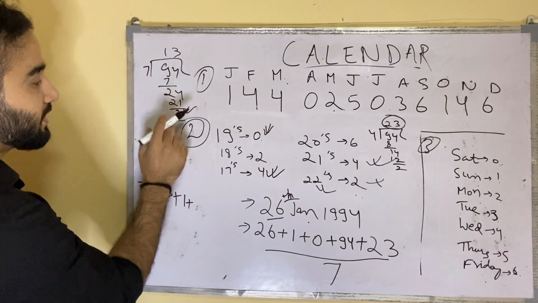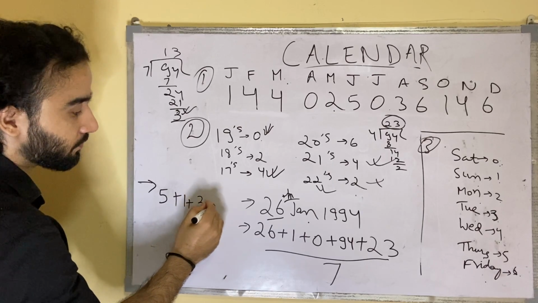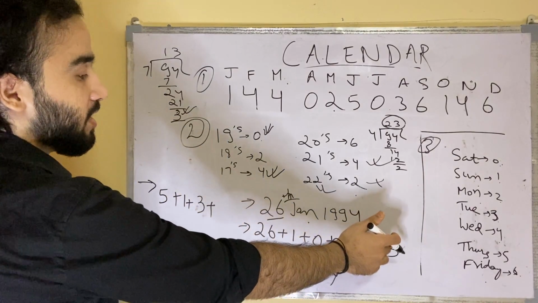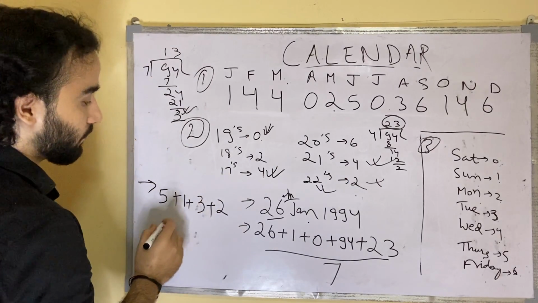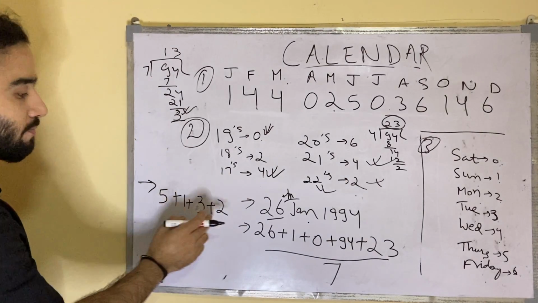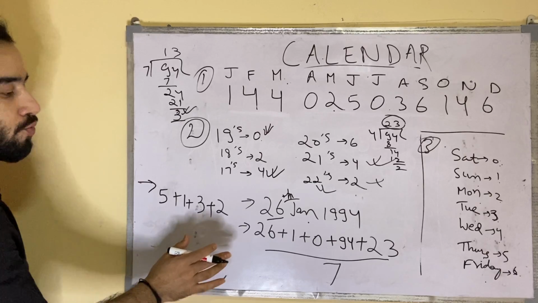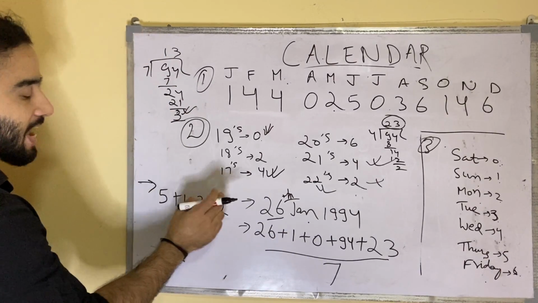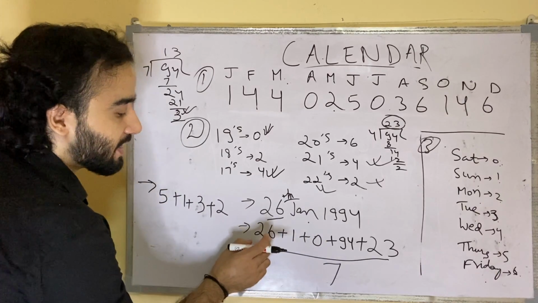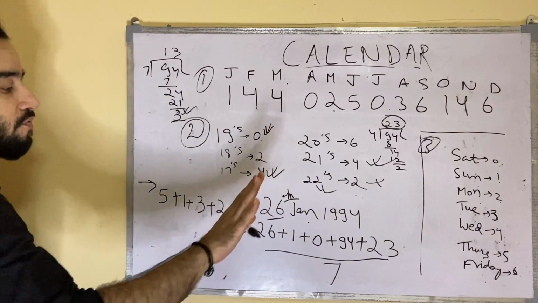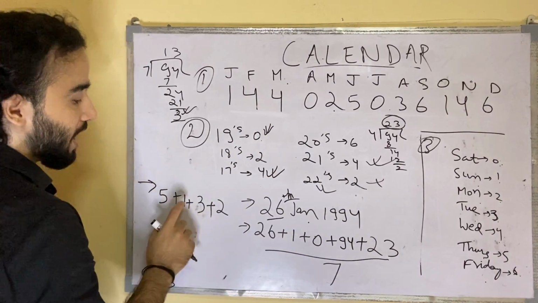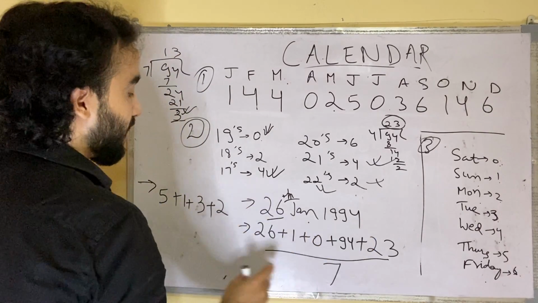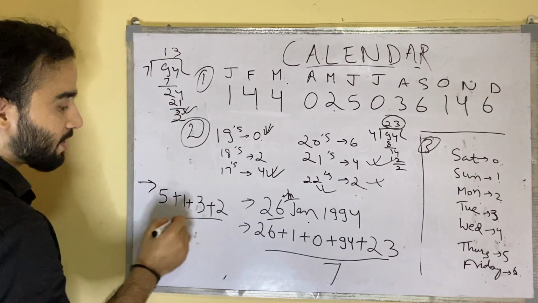This 3, I'm going to write it here. Similarly for 23, 7 3s are 21 and 2 is the remainder. What are these numbers? These are the remainders. When you divide the number by 7, you get these as a remainder, like 7 3s are 21. I got a remainder of 5, then 1. For 94, I got a remainder of 3. For 23, I got a remainder of 2.